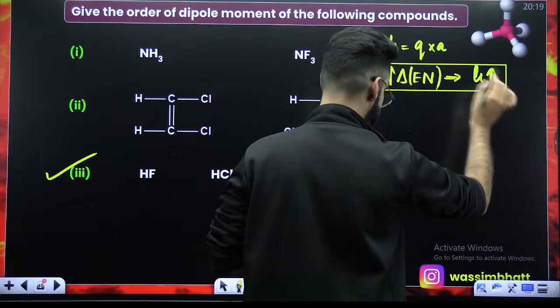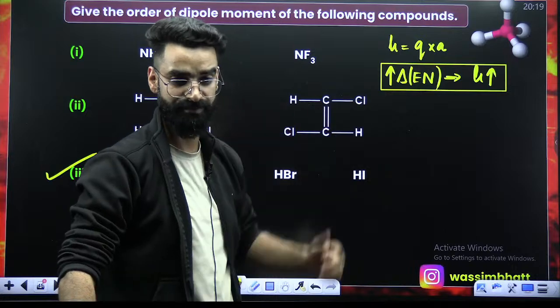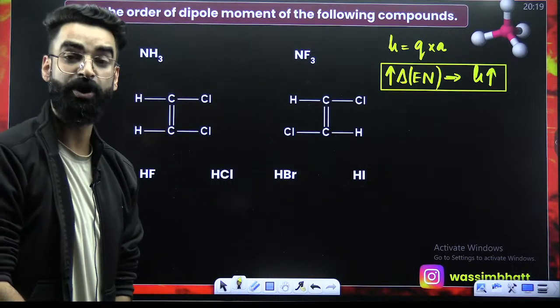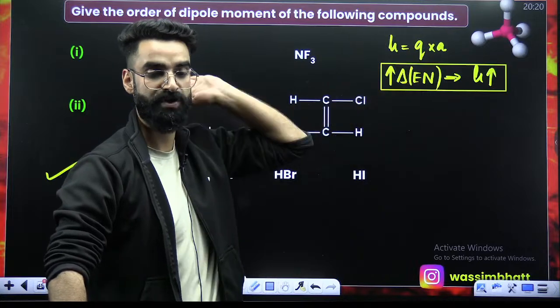So generally, this is going to be the major rule which you are going to remember. More electronegativity difference means more dipole moment. It has some exceptions as well, which I'll tell you in some time. But right now, in the majority of cases, you'll follow this particular thing.